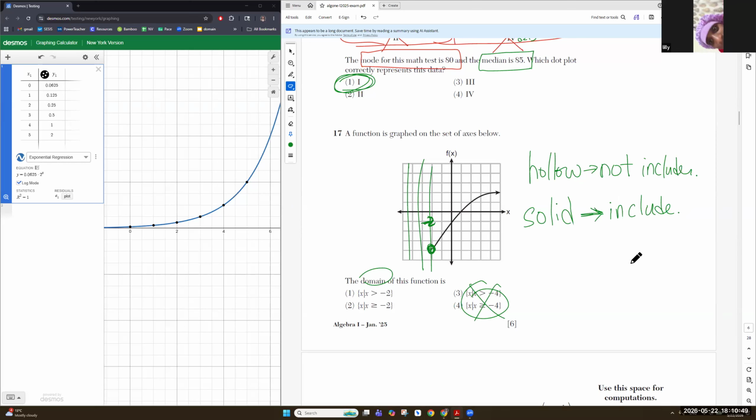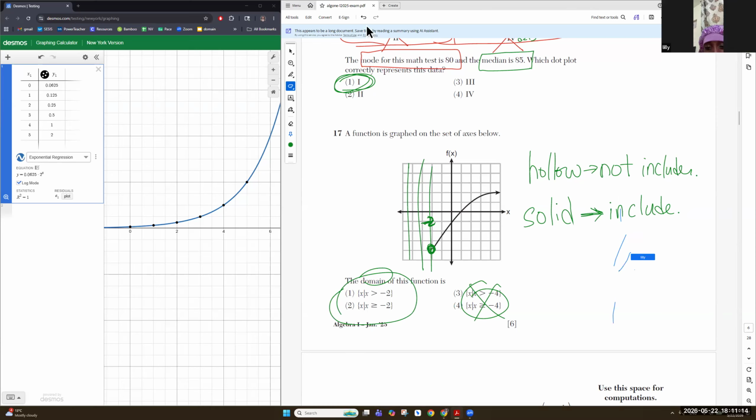Yes. All right. So my domain is, I'm going to have a hollow at -2. So that means I'm not including. So do I have an equal sign? No. So the answer choice is? Two. You just told me no equal sign. Oh yeah, no. Okay, sign. So which one contains no equal sign?